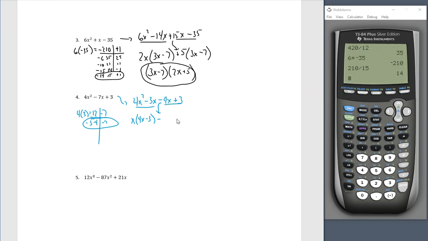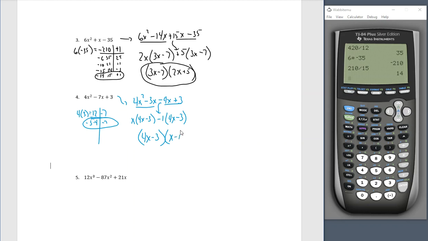Now I'm looking at negative 4x plus 3, and I think they don't have anything in common. But don't forget about our friend the 1. Because 1 goes into anything, we could always factor out a 1. So negative 4x divided by a negative 1 is 4x. 3 divided by negative 1 is minus 3. And look at that. The sign in the middle, that negative, took care of the changing of the sign of the 3 so that these are the same.